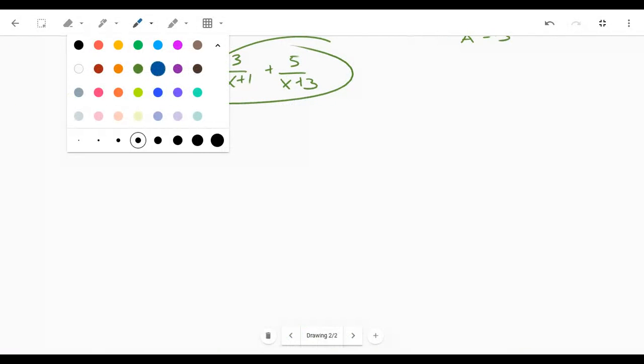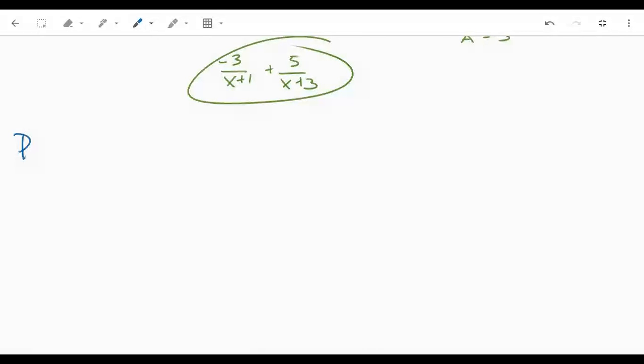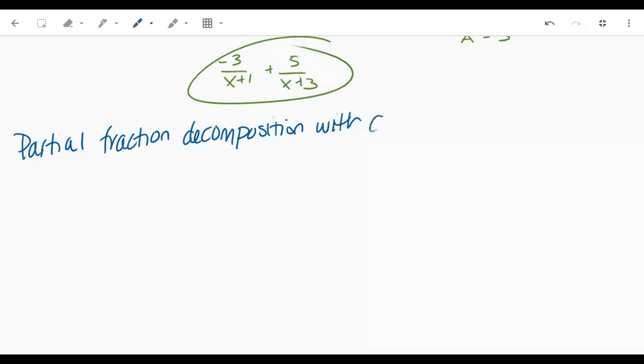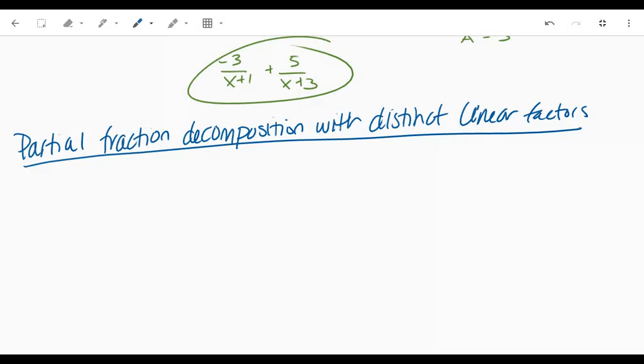Okay, so the next one is partial fraction decomposition, just not the introduction. With distinct linear factors. Okay, so I'll just do one of these because, like I said, the only additional step here, factor the denominator yourself. Okay, so if I have -3x minus 4 over x squared minus 2x.